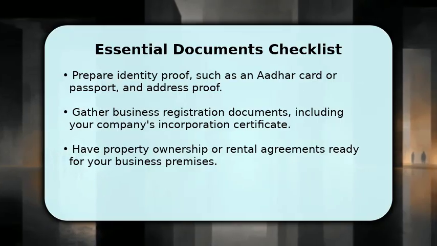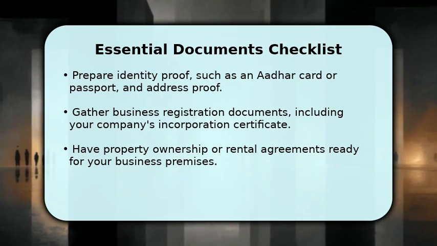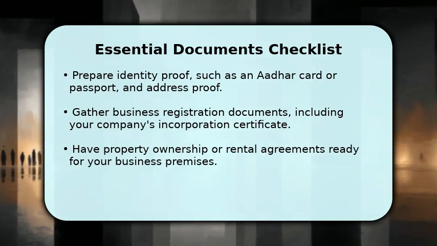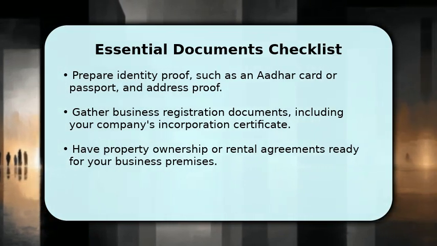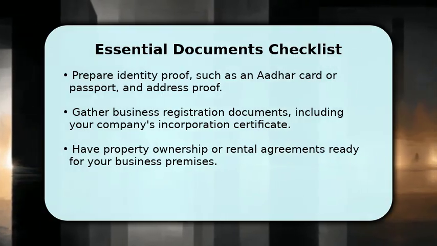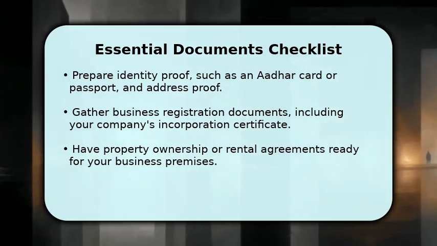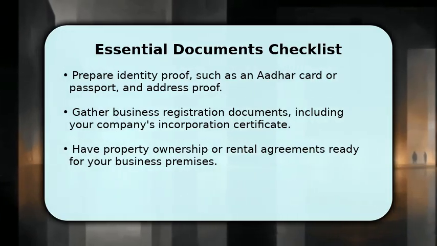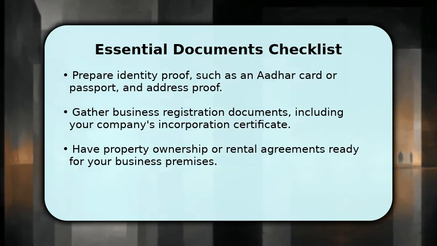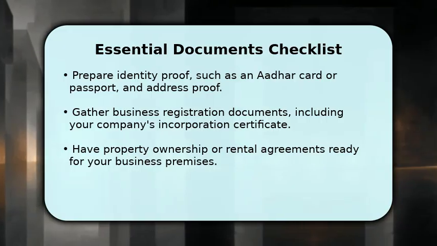Before proceeding, gather all necessary documents. You will need identity proof, like an Aadhaar card or passport, and proof of your residential address. Also, prepare your business registration documents, which include your company's incorporation certificate and memorandum of association. Don't forget property ownership papers or your rental agreement for the business premises.